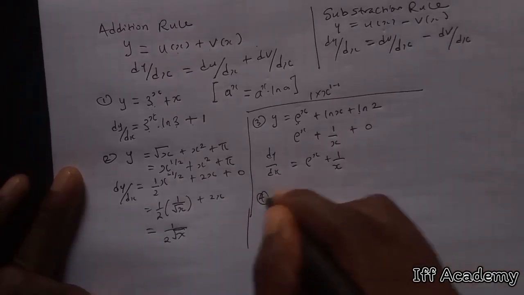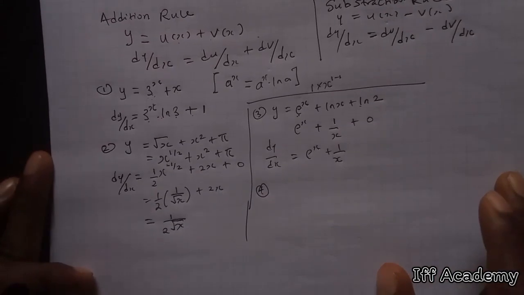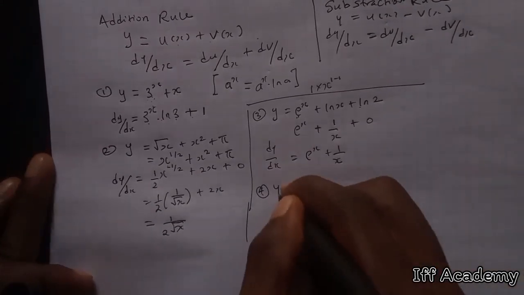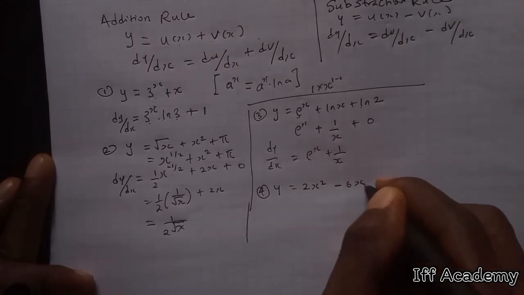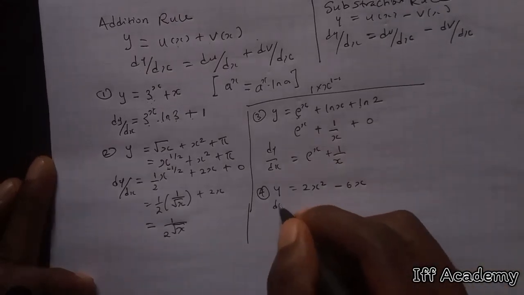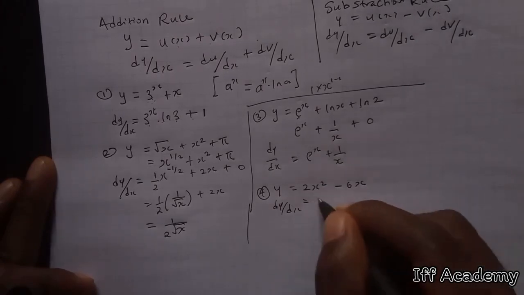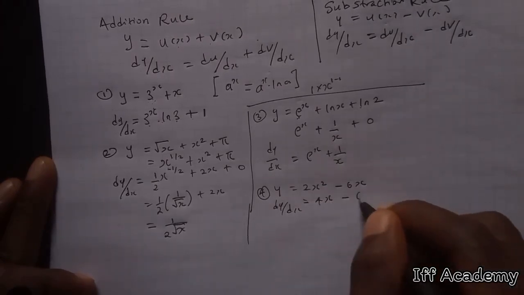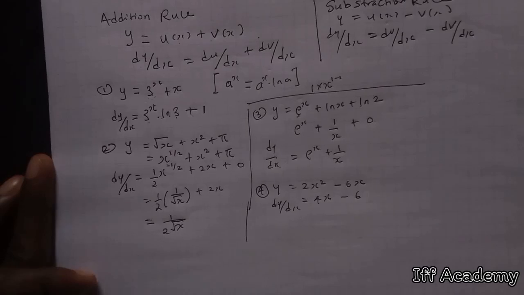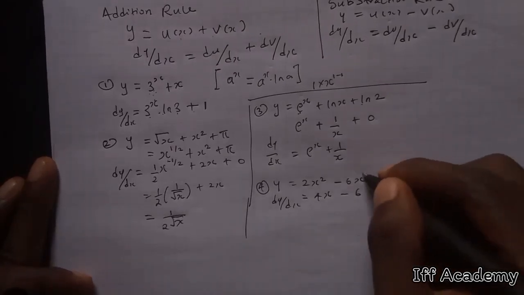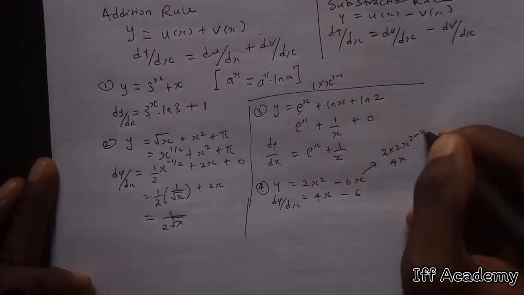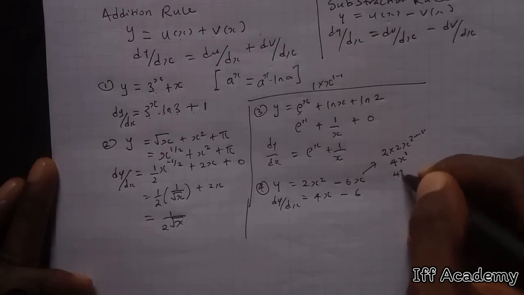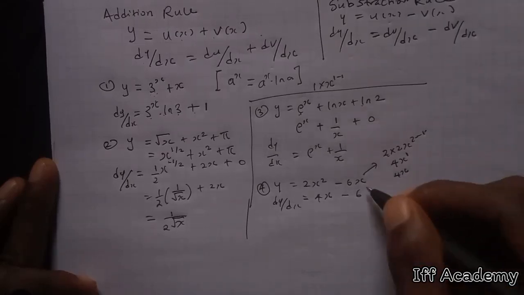So the fourth question, if I have y equals 2x squared minus 6x, right? So this simply becomes 4x minus 6. Now, how do we get this? This is simply 2 times 2x to the power 2 minus 1, right? 2 times 2 is what? 4. 2 minus 1 is what? 1. So this is the same thing as what? 4x, right?